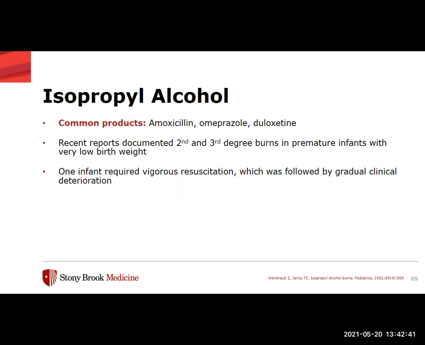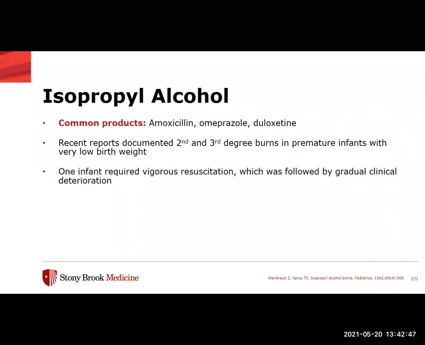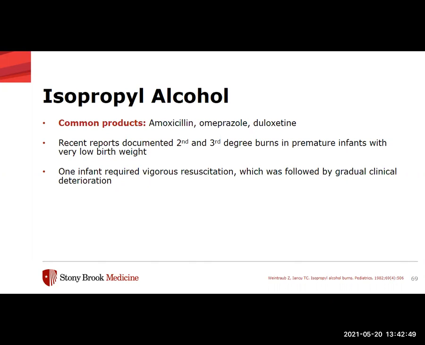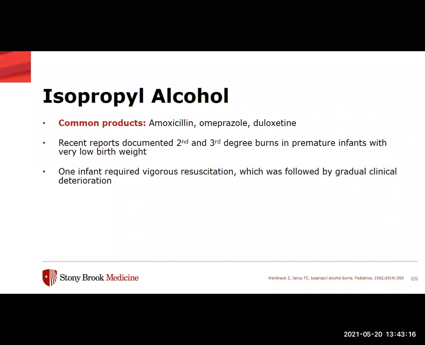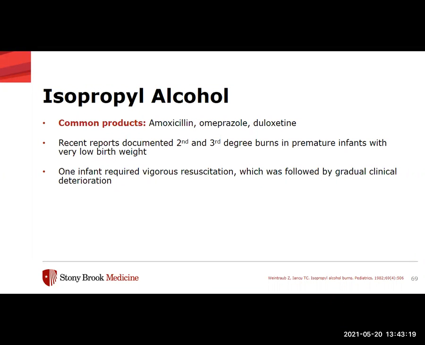In a recent case report, there were observations of second-degree and third-degree burns in 2 cases of premature infants with this very low birth weight, less than 1,500 grams. In these cases, isopropyl alcohol had either been used for conduction on electrocardiogram or preparation of the umbilical stump for arterial catheterization. Finally, in one case of a 756-gram male, the infant required vigorous resuscitation followed by clinical deterioration, including increasing hypotension, ventilator dependency, and intraventricular hemorrhage. And this is all due to isopropyl alcohol use.